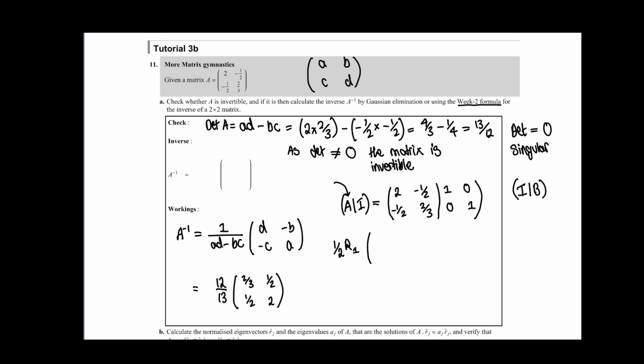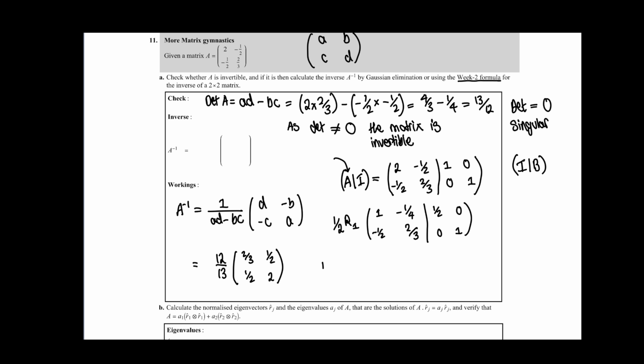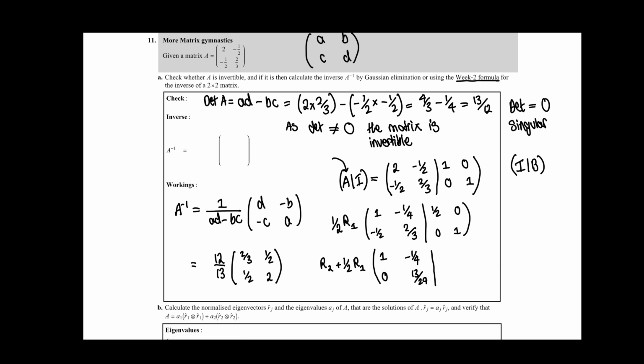This gives us 1, minus 1 over 4, minus a half, 2 over 3. And we must also do that to the identity matrix. So that gives us a half, 0, 0, 1. Then we must do row 2 plus a half row 1, which gives us 1, minus 1 over 4, 0, 13 over 24, and then a half, 0, 1 over 4, 1.